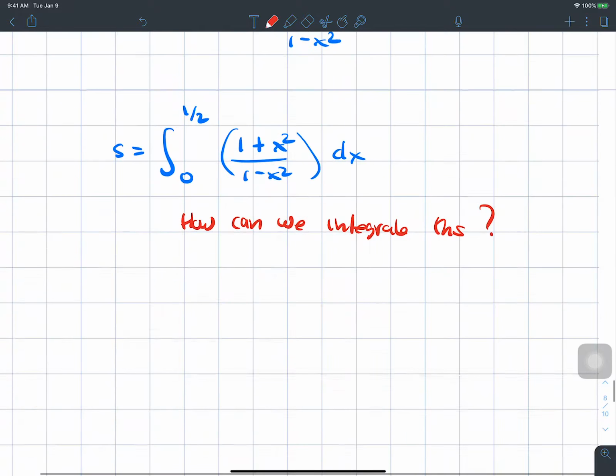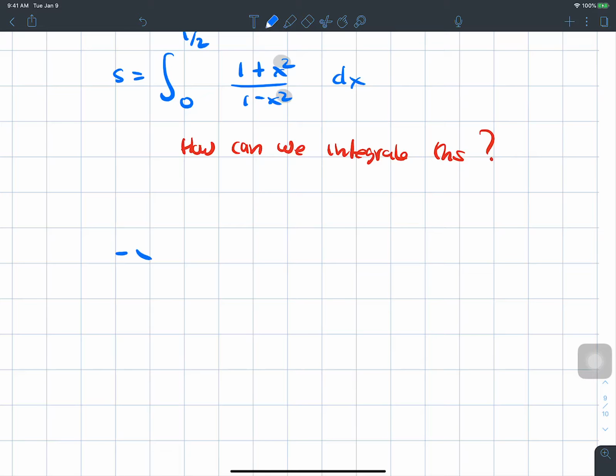So the question is going to be now, how can we integrate this? You're going to say, oh, that's a big headache, right? And even if I get rid of these, how do I integrate it? Well, I want you guys to remember something here. When you have the same power, you can divide. The degree of the numerator is the same as the degree of the denominator, so we can do some division here. So let me show you a nice little trick about division.